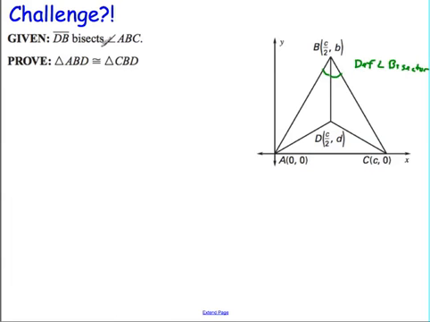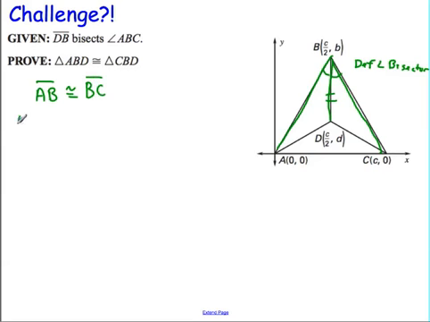Secondly, I could probably say that this length right here, DB, is congruent to itself. I'd say that's by the reflexive property of congruence. And thirdly, I'm going to try to prove that this side over here is congruent to this side over here. Okay, that's going to be the real test to see if I can do this. So I'm going to try to prove that AB is congruent to BC. That's what I'm going to try to do.